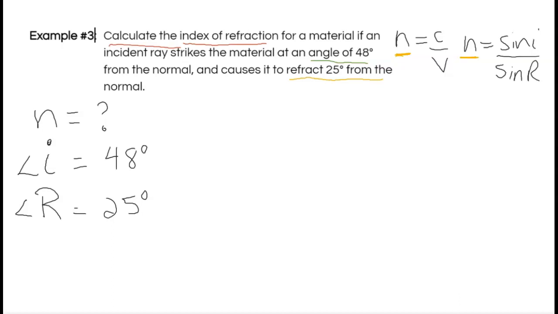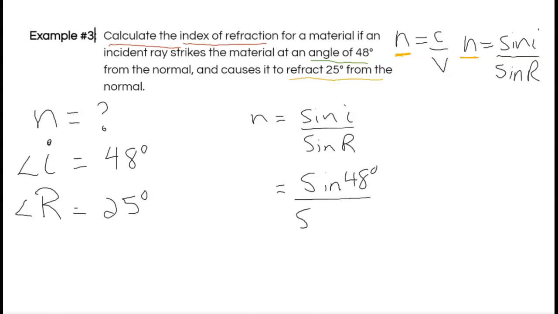So basically, if I'm given angles, then I need to use the angle equation. And that's what I'm going to do in this case. So n is equal to sine of I over sine of capital R. So that means that I'm going to take the sine of angle 48 degrees and divide that by the sine of angle 25 degrees. Now here's where I want you to make sure that your calculator is in degree mode.